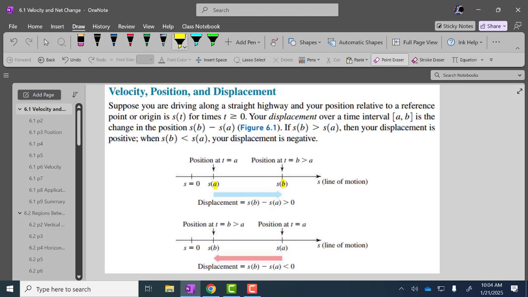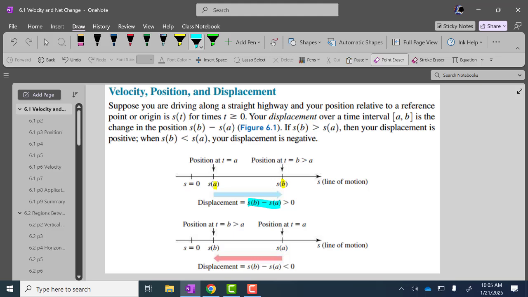If we plugged in t equals a, s of a is just the number on the number line where the particle is at time A. Similarly, at time B, s of b is the number on the number line where it is at time B. S of b minus s of a, that's going to be the displacement. That's going to be the change in position.